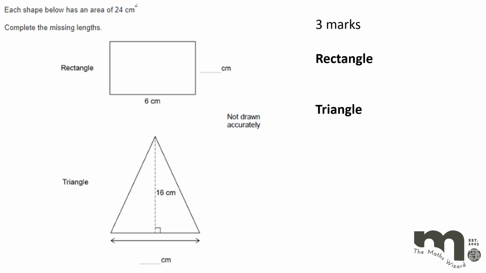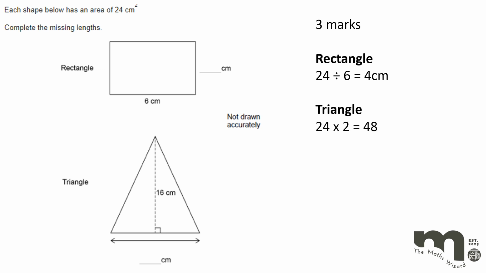Okay, here is our next one then. So we've got 2 shapes here, and each of the shapes has an area of 24 centimeters squared. You need to work out the missing lengths based on this. Okay, so your rectangle then, you know that your base is 6. So if you do 24 divided by 6, that will tell you the height, which is 4. Remember, it's base times height for the area of a rectangle, so you've just got to work backwards.